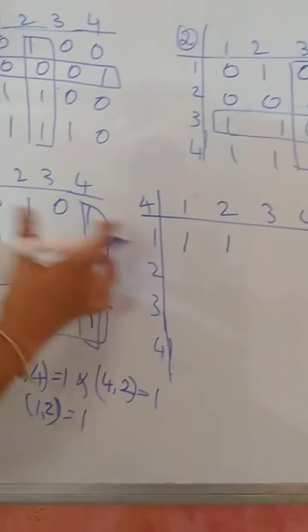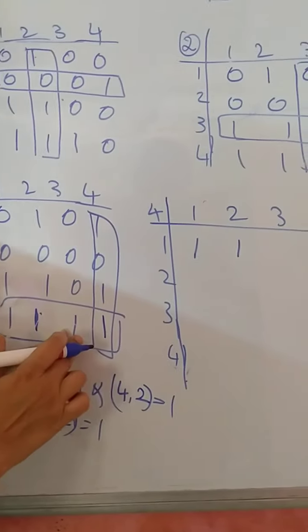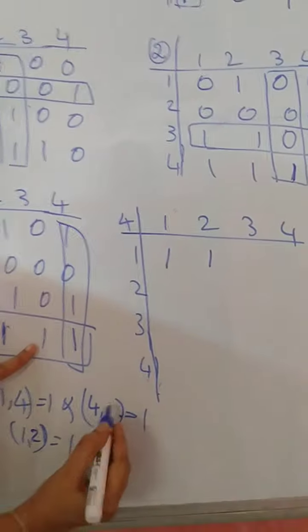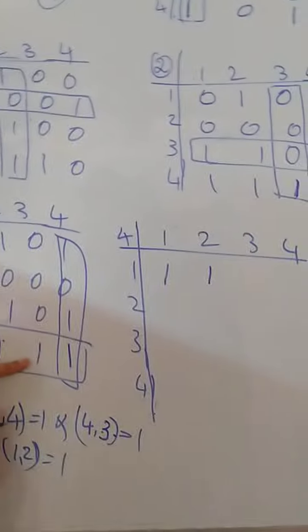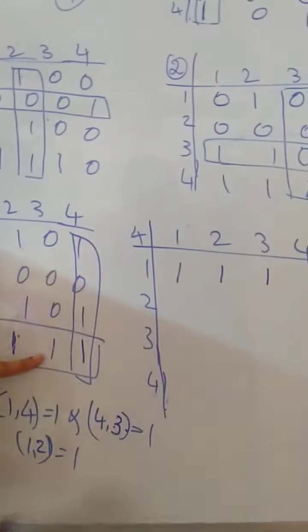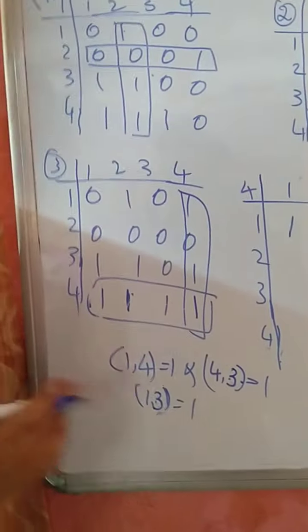Again, I'll repeat this one with this one. This one means 1 to 4 is equal to 1. This one means 4 to 3 is equal to 1. Therefore there will be a path from 1 to 3, so 1 to 3 will be 1. Therefore I have entered a 1 here.